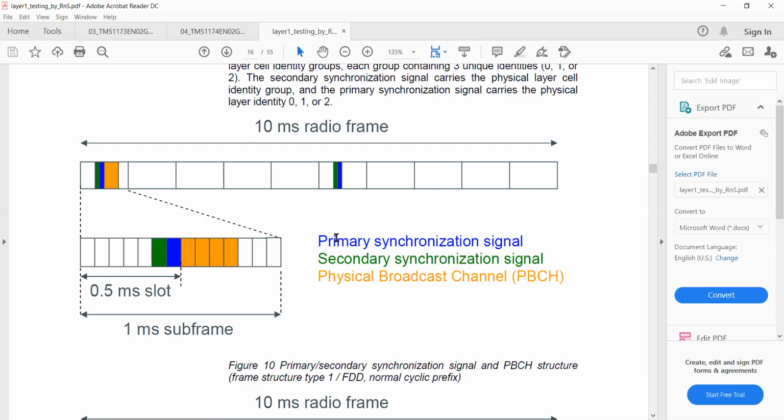Do not write this one, primary synchronization signal, secondary synchronization. We will discuss in detail when we start the attach procedure. So this is how the LTE frame structure looks. This is for FDD.